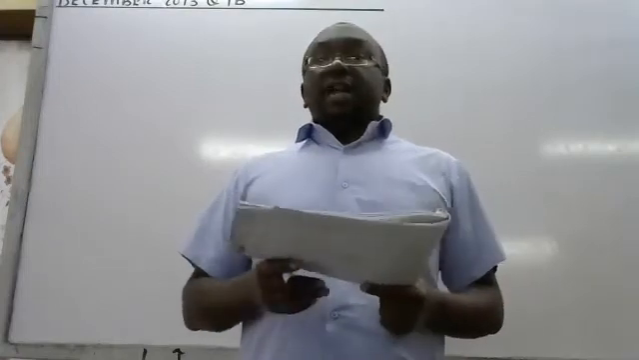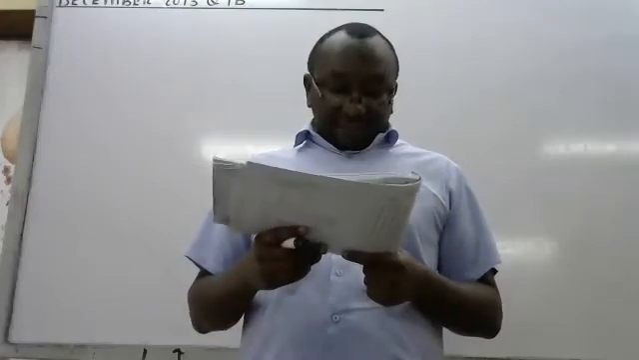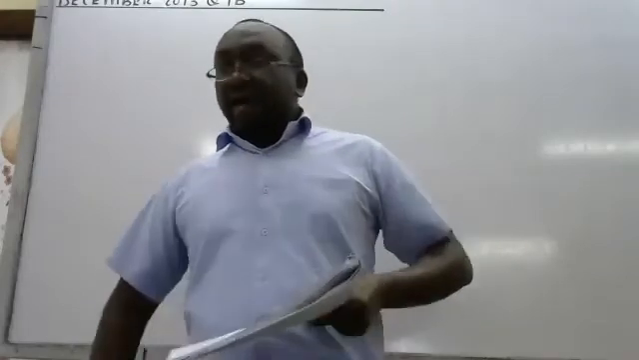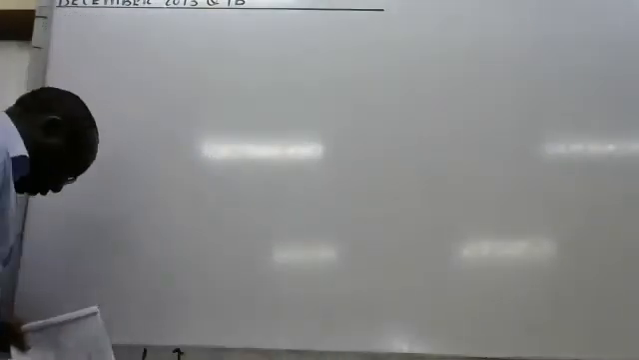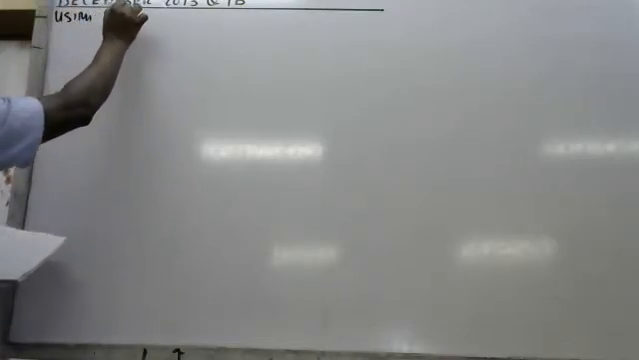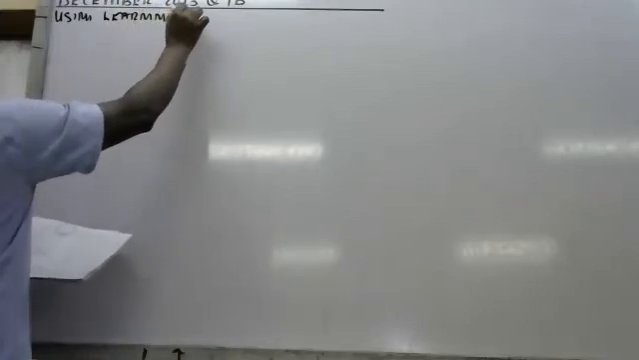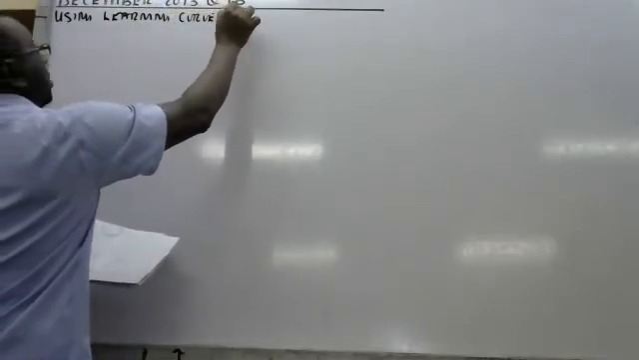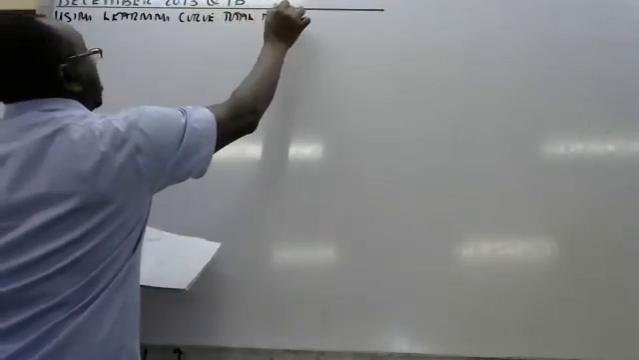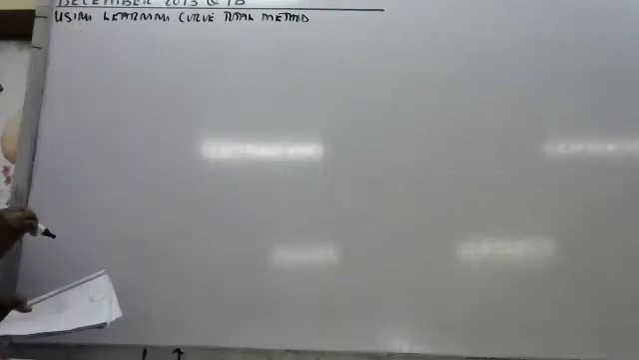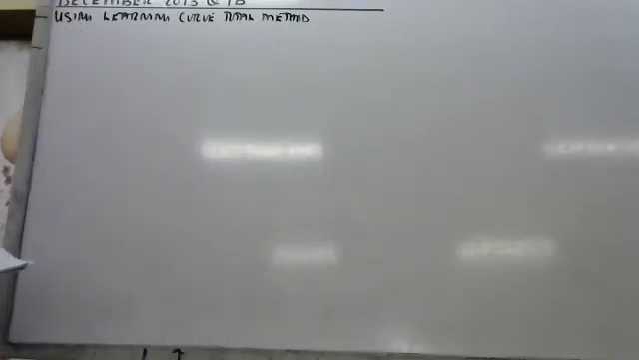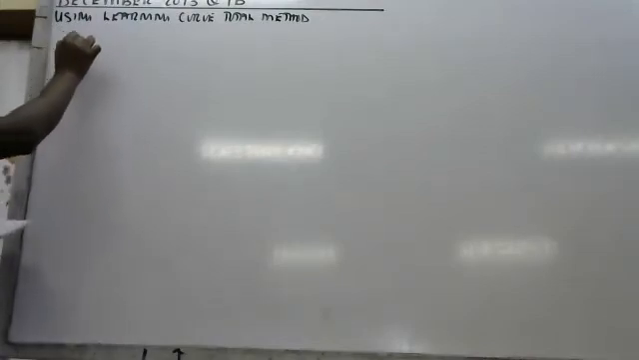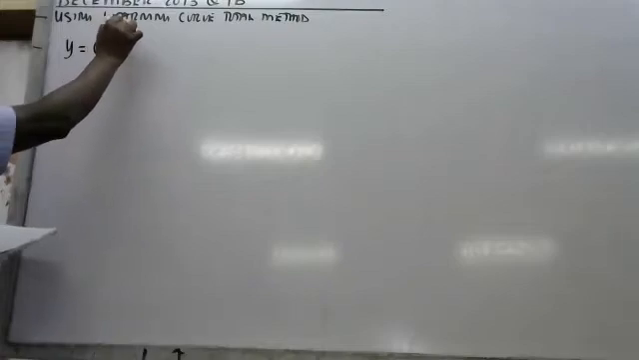So first of all, there is the issue of the learning curve here. With the learning curve, we need to say, using the learning curve, total method: Y is equal to AX raised to the power B plus 1.